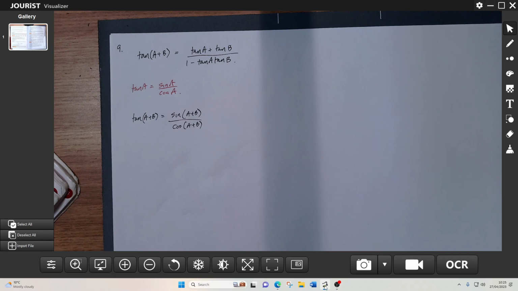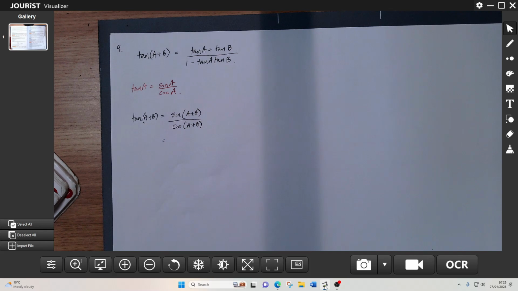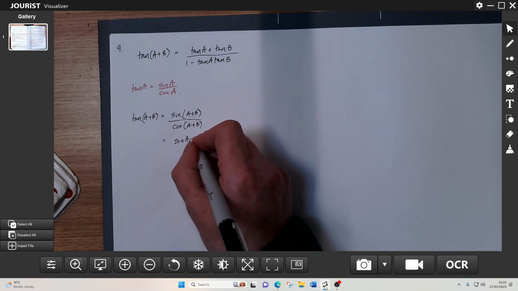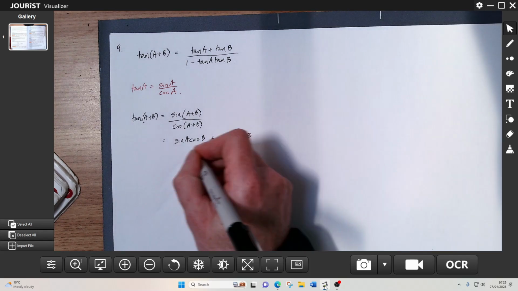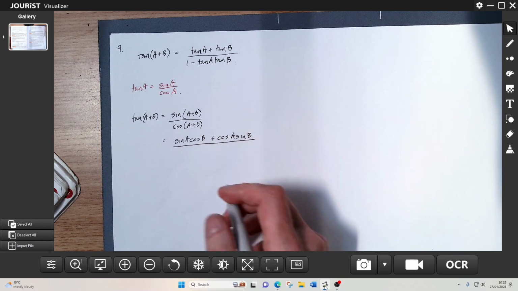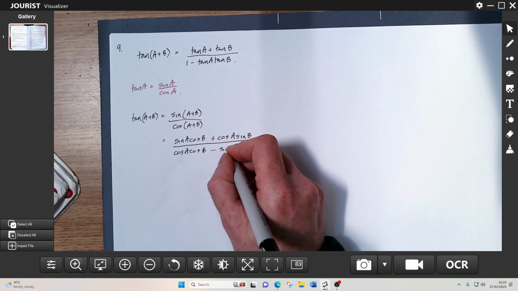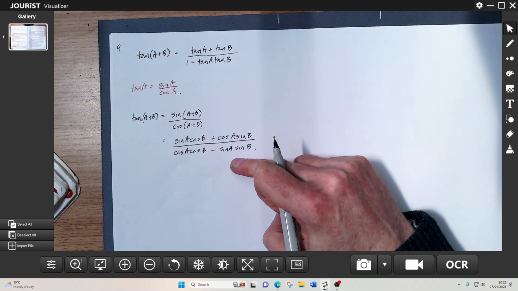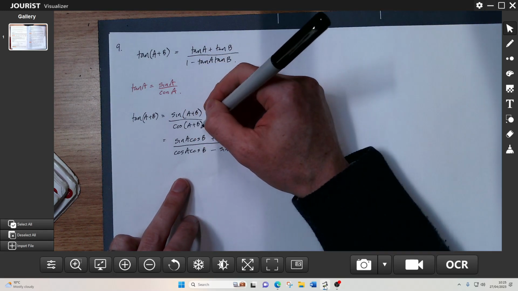Now we have the formula for sin of A plus B, which is sin A cos B plus cos A sin B. And the formula for cos of A plus B is cos A cos B minus sin A sin B. So we have the formulas for sin A plus B and cos A plus B.